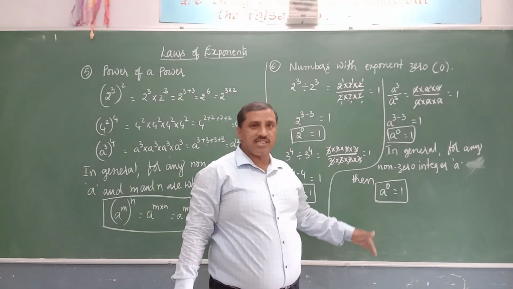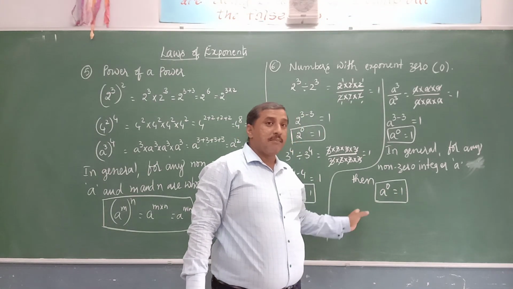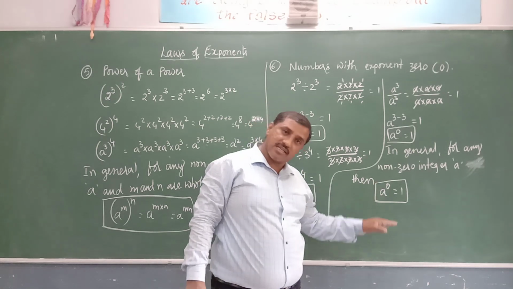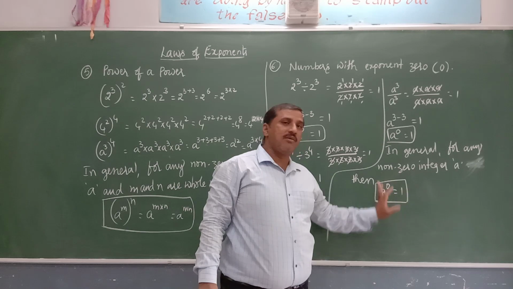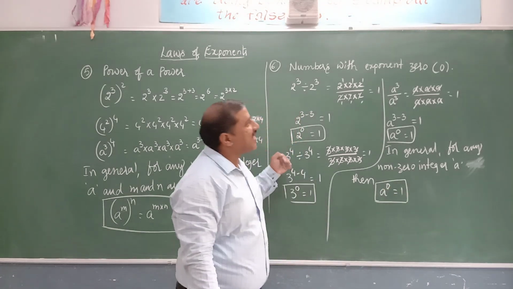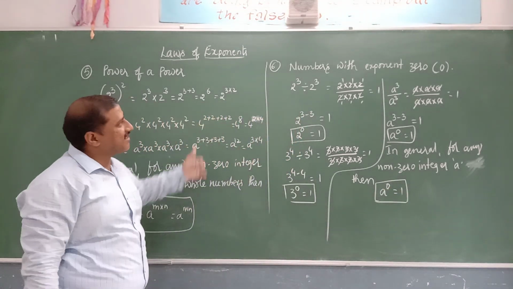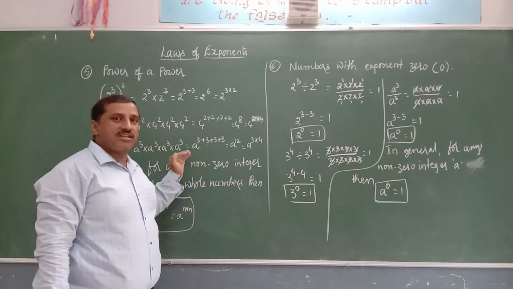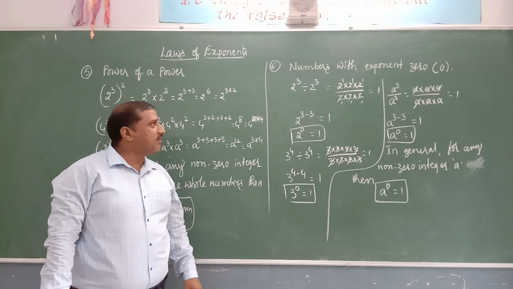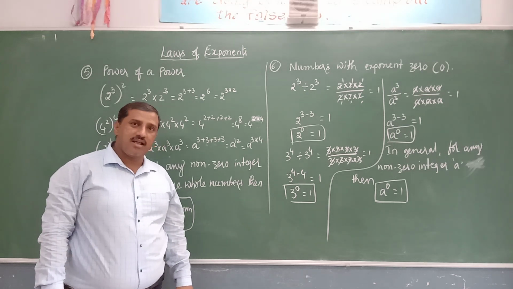That is 7 power 0 is 1, 6 power 0 is 1, minus 1 whole to the power of 0 is also 1. Even for negative numbers, if 0 is the power, it will always be 1. I hope you understand these laws of exponents, the 6 laws we have studied here. And we will apply these laws to solve some problems. Is it clear, children?